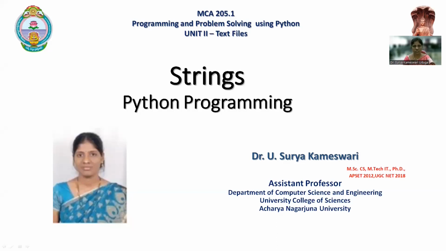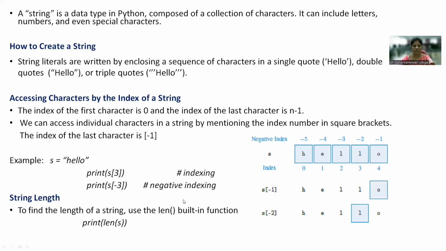Today we are going to discuss strings in Python programming. What is a string? A string is a data type in Python. A string is composed of a set of characters. What is the meaning of character? A character can be a number, an alphabet, or any special character accepted by the programming language.